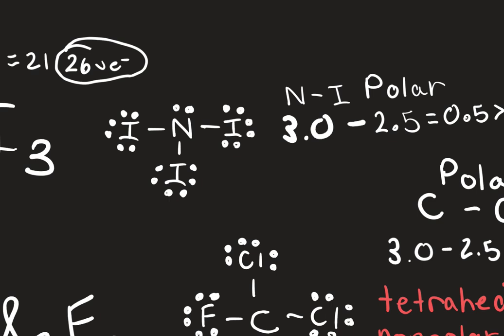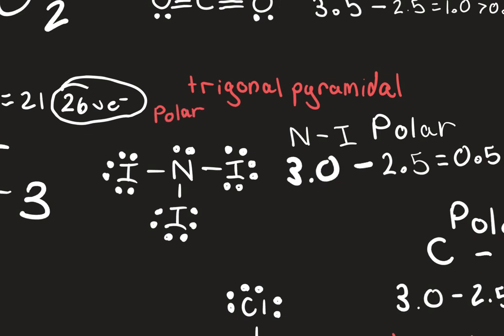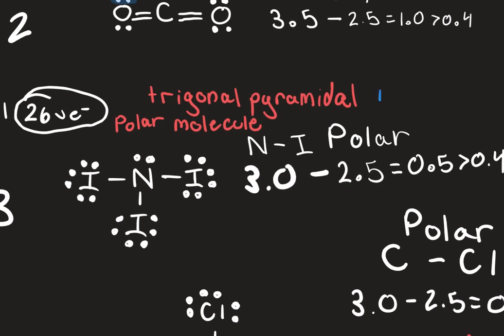All right, let's look at NI3. So we have 3 bonded atoms. We have a lone pair on the center atom. So this is trigonal pyramidal. And we have polar bonds. We have a lone pair on the center atom. So this is going to be a polar molecule. And the bond angle is 107 degrees.